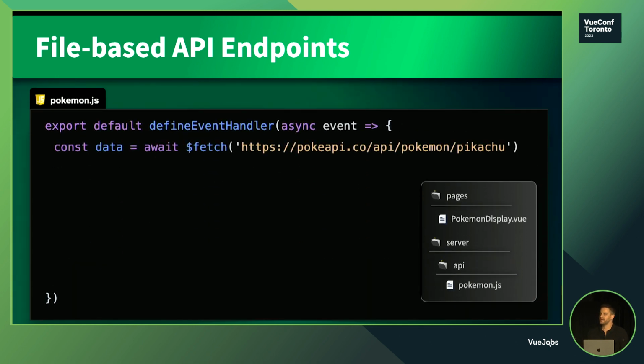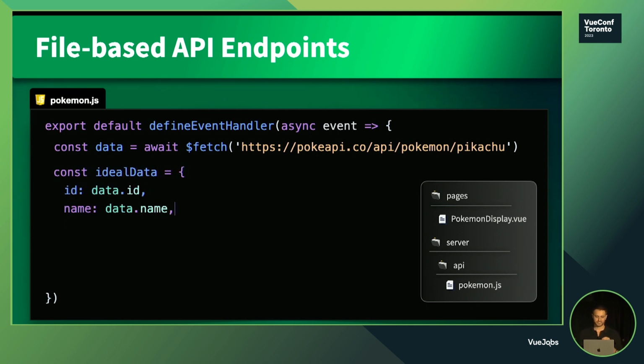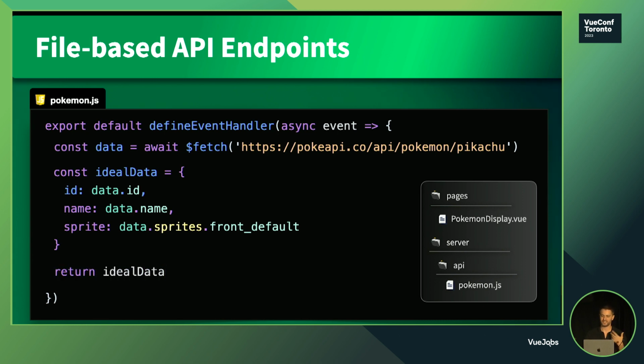Now, often, as I'm sure many of you have experienced, the data that you get back from your requests is going to contain a lot of unnecessary information that you don't need to be sending over to your user. So what we can do here within the endpoint itself is sculpt that data. So here we can create some ideal data. Maybe we only want the ID, name, and sprite from that Pokemon information we got back, and then return that sculpted minimal version, and that's going to be a performance improvement for us.